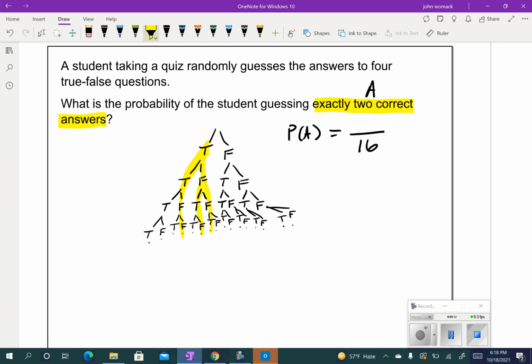Come over to this one. There's 3. I got false, true, true, true. That one would work. False, true, true, false. So that one right there. False, true, false, true. That would be 1.